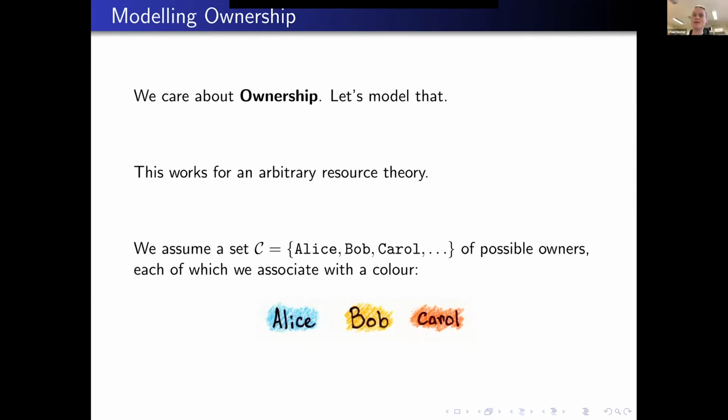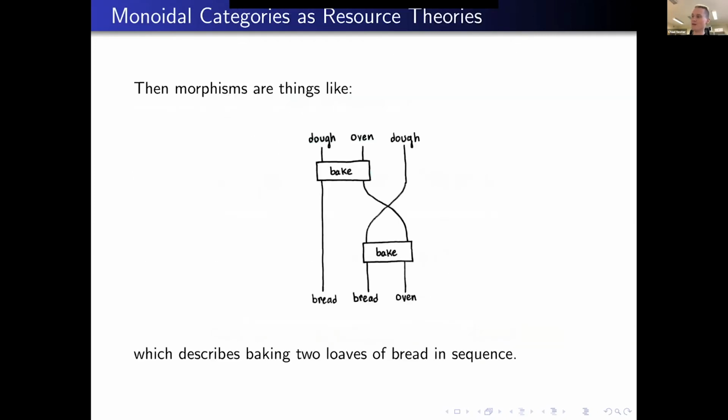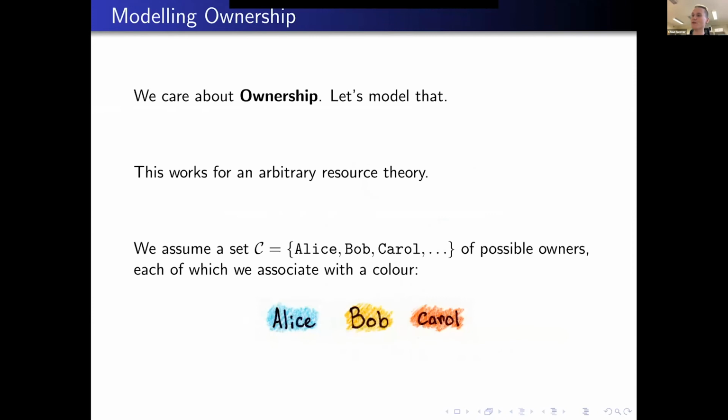In particular, we'll get a nice graphical calculus out that will be a lot like the one we saw before with diagrams like this, but with additional information allowing us to denote ownership and change of ownership in a sort of rigorous equational way, which we'll talk more about at the end. For now, we're just going to use the diagrams.